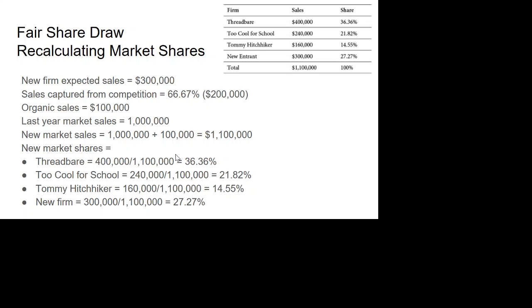So if you're a brand new competitor and you hit 27% market share in the first year, you're doing something really good. You should ask for a raise for sure.